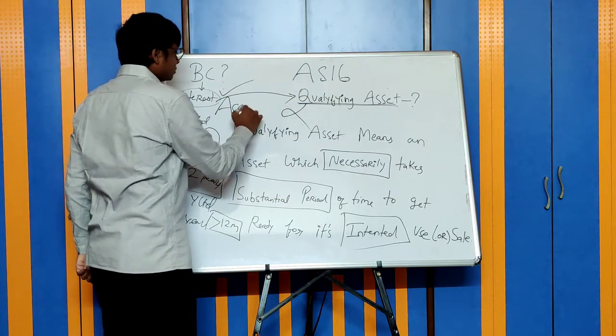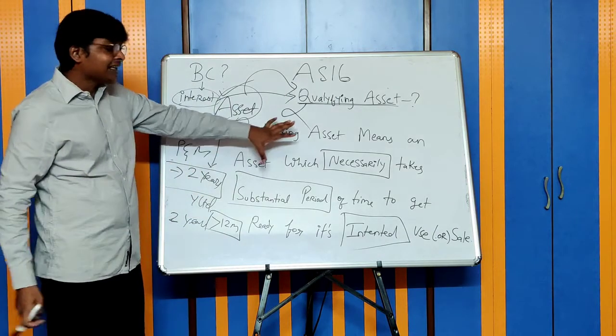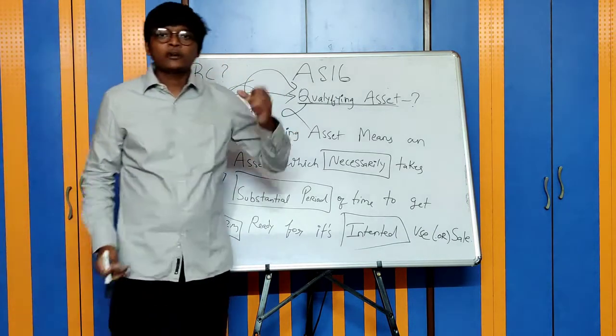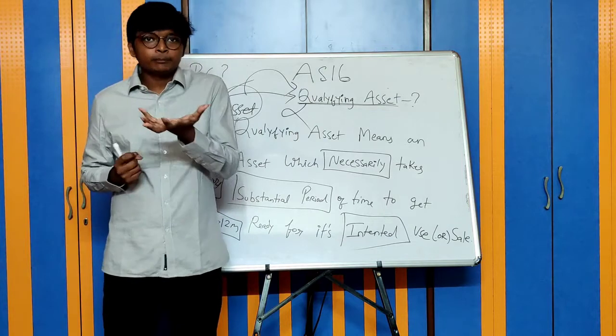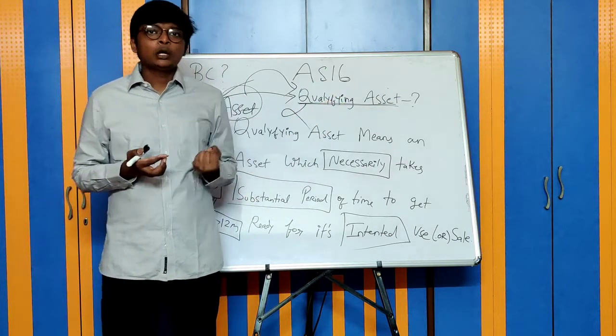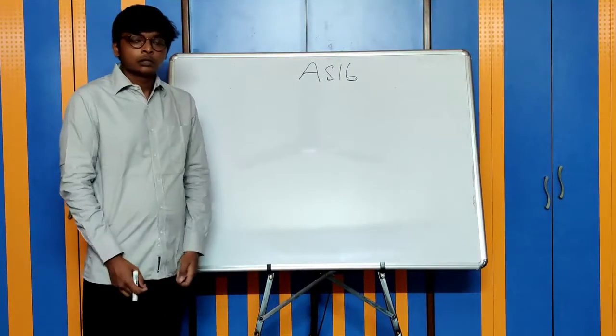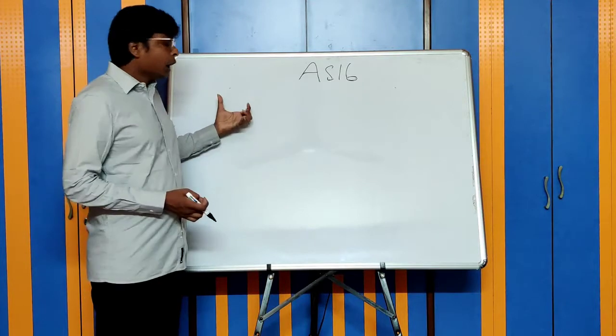Any asset will be called a qualifying asset only if it satisfies this definition. So far, what have we seen? First we have seen the borrowing cost definition, and next we have seen the definition of qualifying asset. Now we will see how the both are linked. So now let us discuss how both are linked.